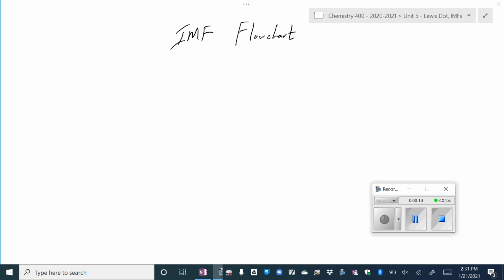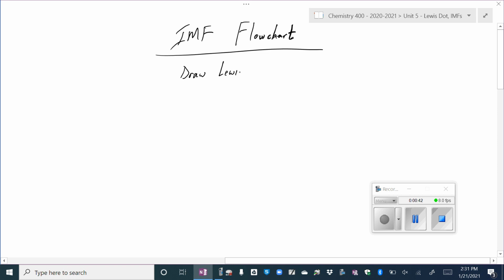So the first thing I'm going to start off with today is I'm going to draw out specifically the flow chart on how to identify the IMFs that are present in a molecule. If you haven't noticed, I've basically taken the same steps every single time, so I'm just going to be super deliberate about drawing that out for you. First things first, we have to draw a Lewis dot structure for every molecule that we're looking at.